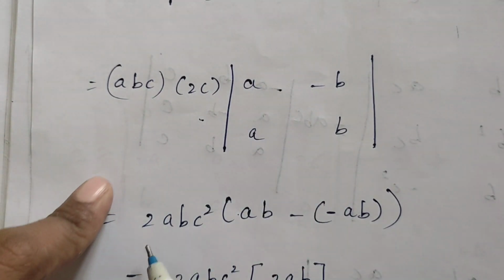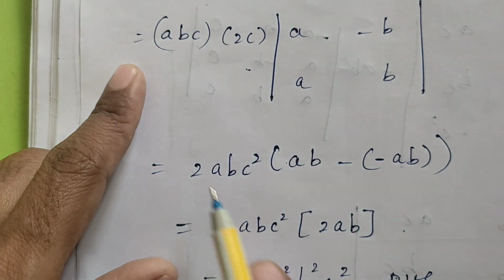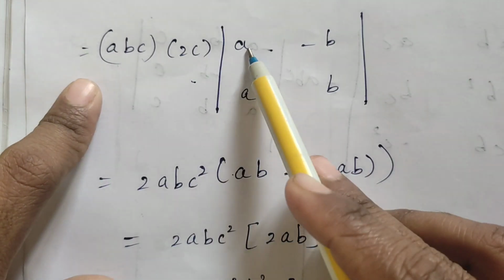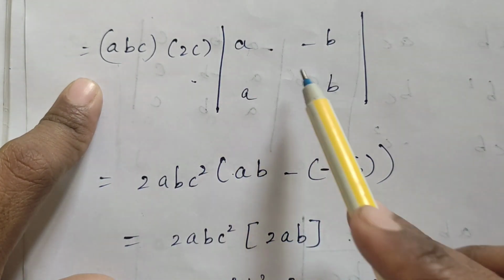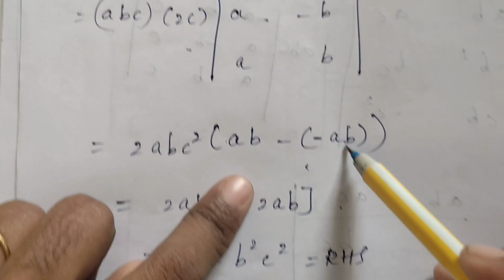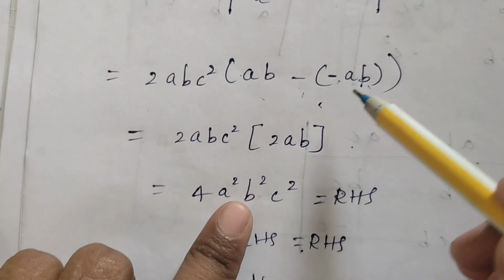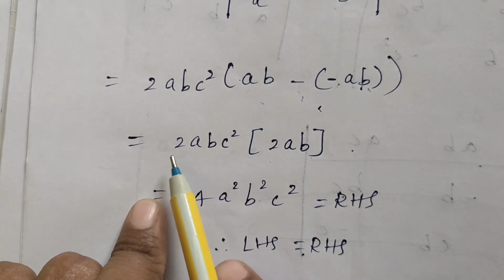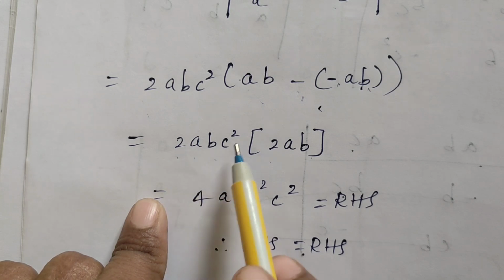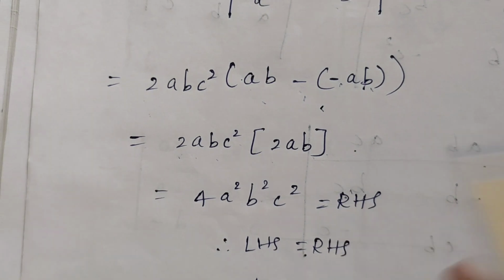Here we have 2AB, C square, 2AB, C square. When we find the determinant value, AB minus minus AB. So AB minus into minus plus 2AB. So 2AB, 2AB square, 2AB, that is 4A square B square C square.